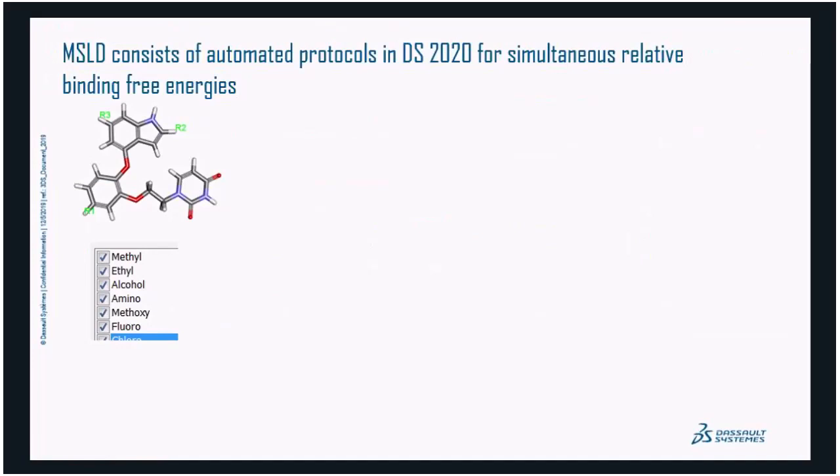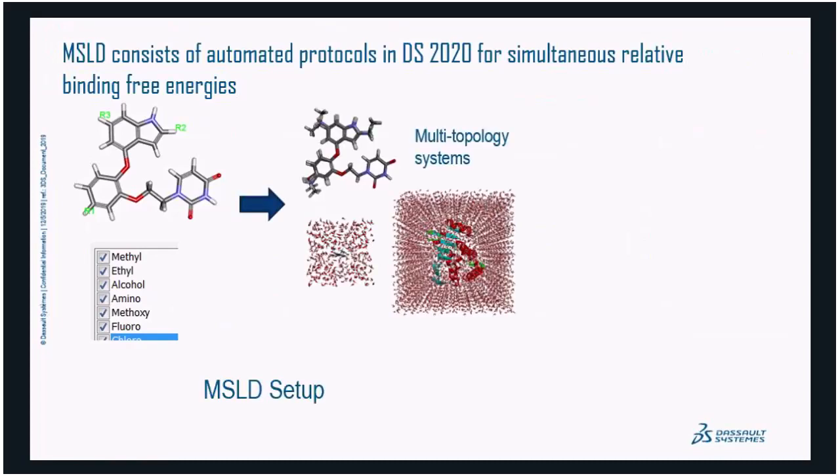The functional groups that are already included in Discovery Studio 2020 include methyl groups, ethyl groups, alcohol, amino groups, methoxy groups, fluoro groups, and chloro groups. And also you can add your own custom substituents using SMILES as well. That's available to you. And then it constructs a multi-topology system.